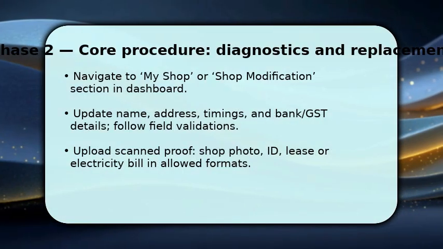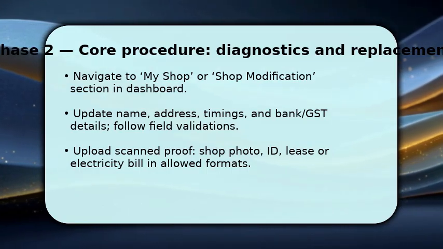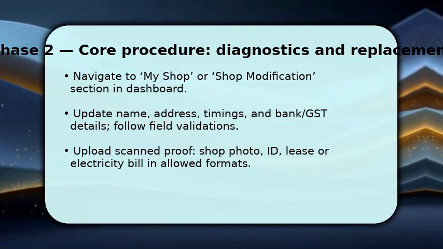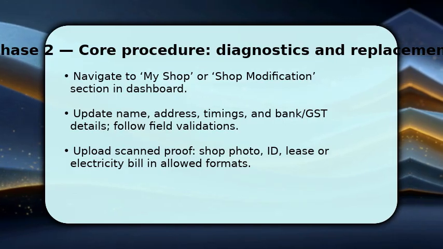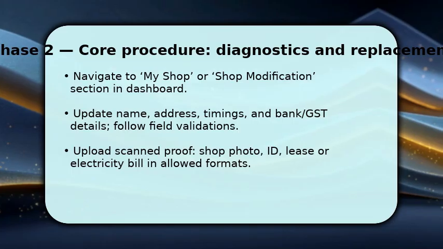You now move into the modification screen. Click My Shop or Shop Modification from the dashboard. Once there, carefully edit the fields you must change: name, address, working hours, and bank or GST information, and watch the validation hints so entries accept.